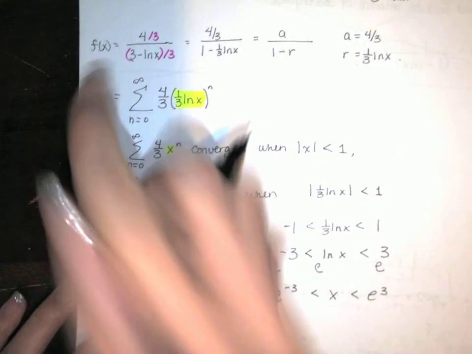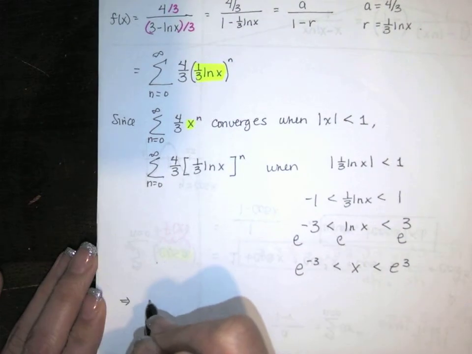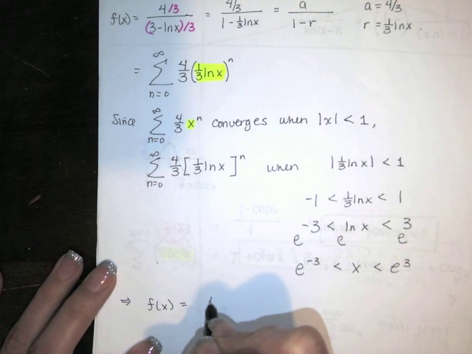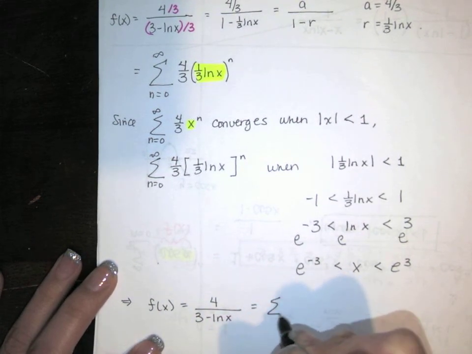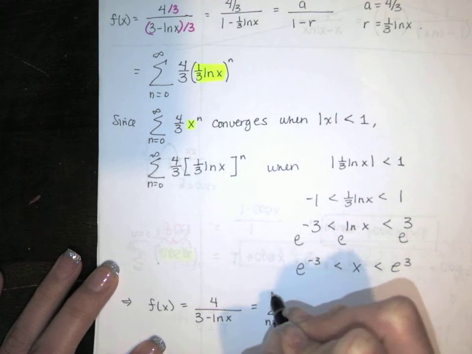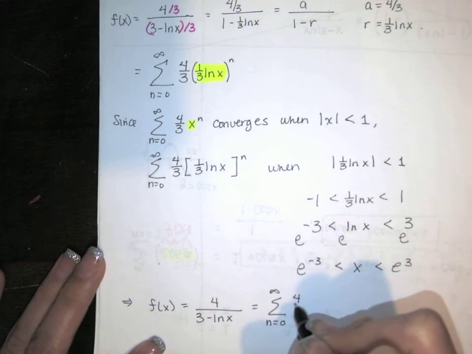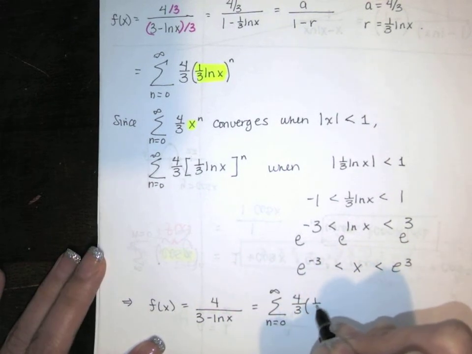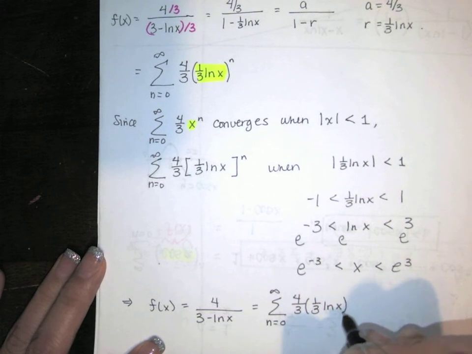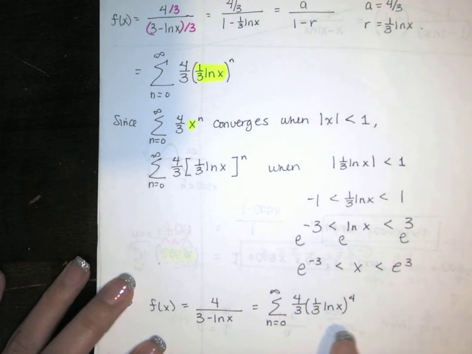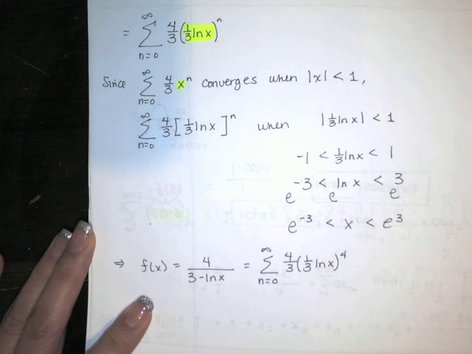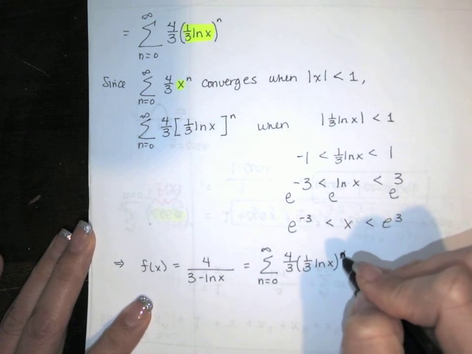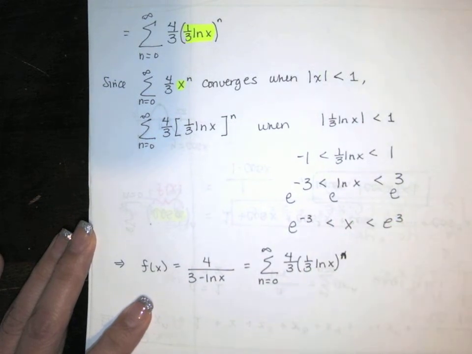So here's our answer. F of x, which equals 4 over 3 minus natural log of x, can be written as this infinite series. Now it's not a power series. I want to call it a power series because that's all we've been talking about, but it's not a power series because these are not powers of x. But it is an infinite series. I wrote a 4 there instead of an n. Sorry about that. It is an infinite series.